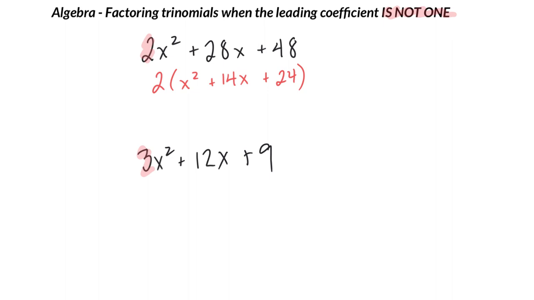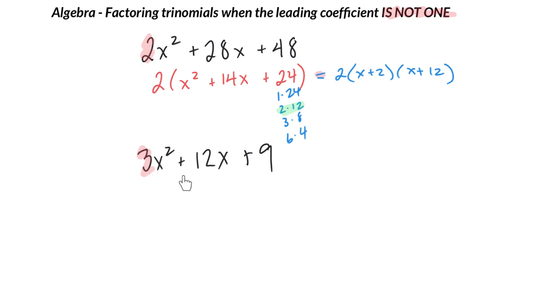So remember, we always say, okay, 1 times 24, 2 times 12, 3 times 8, 6 times 4, which pair will also add up to 14? Well, it's this one. So we could say this could be rewritten as 2, and then x plus 2, and x plus 12. So I can factor that leading coefficient out and then treat it just like the other problems that we've already done.